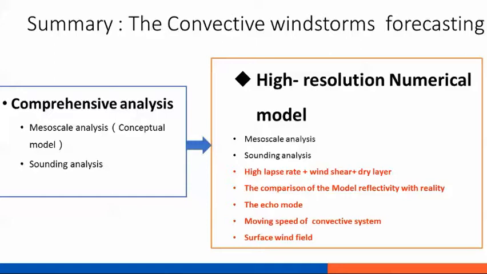After analyzing the models' mesoscale analysis and sounding analysis of favorable environmental conditions for convective windstorms, we need to pay more attention to 3 aspects: obvious tri-layer structure in the middle troposphere, high lapse rate below the middle troposphere, and high vertical wind shear. We also pay more attention to the echo mode, bow echo or linear line, the moving speed of reflectivity, and the surface wind field from models.